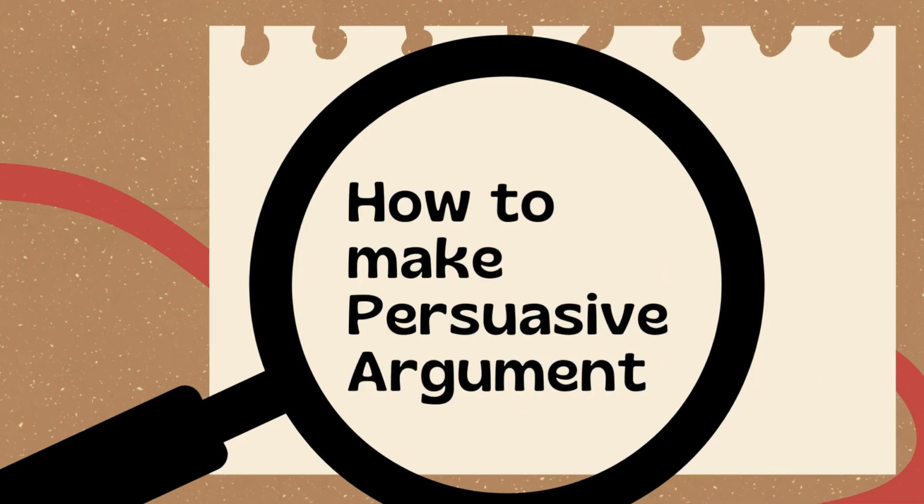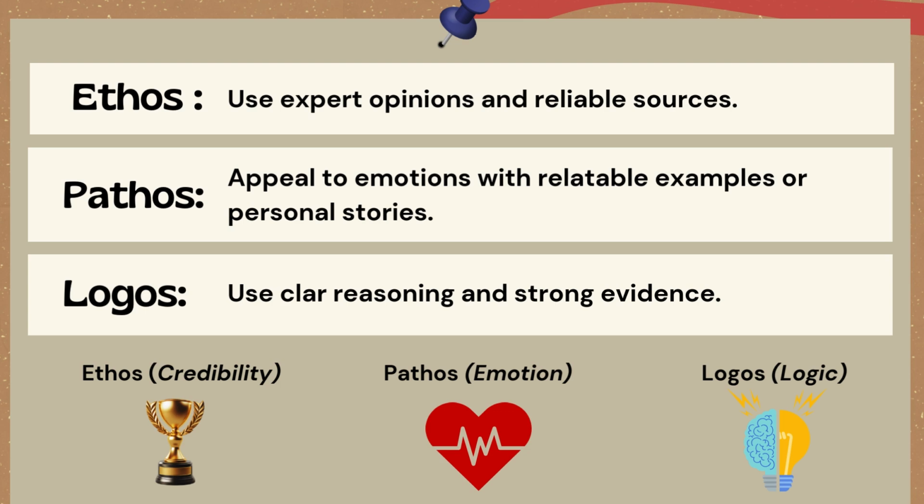Want to make your argument even more persuasive? Use the 3 appeals of rhetoric. Number 1 is ethos. Build your credibility. Show that you know what you're talking about. Number 2, pathos. Connect emotionally. Use personal stories or examples that your audience can relate to. Number 3 is logos. Be logical. Use clear reasoning and strong, reliable evidence.